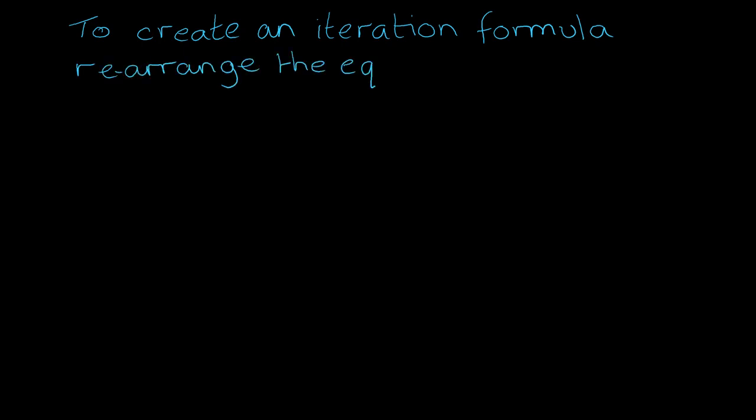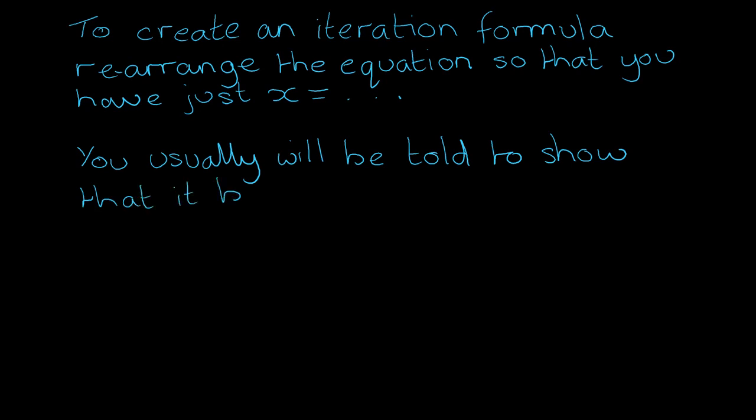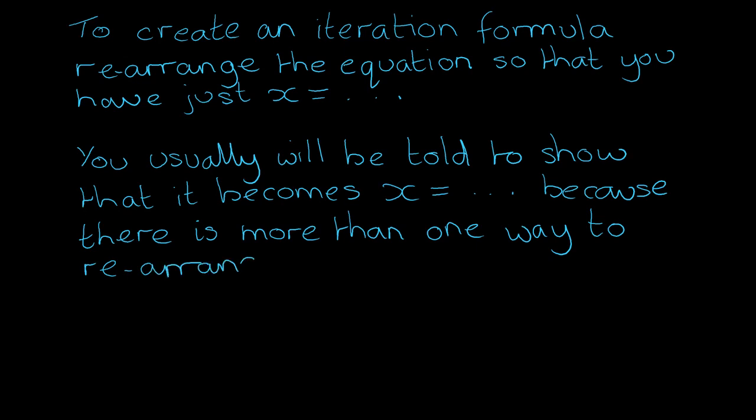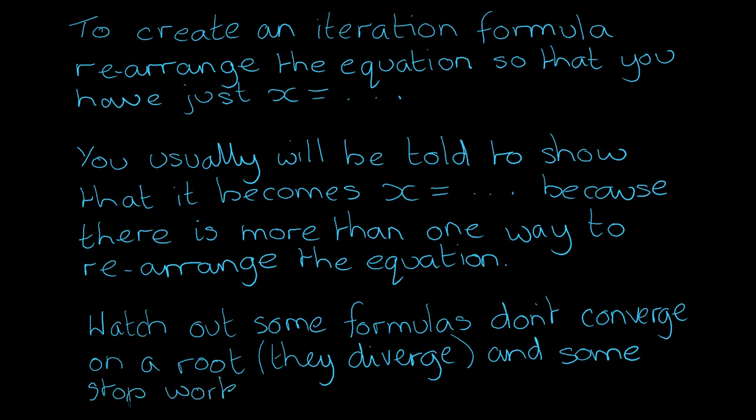To create an iteration formula, rearrange the equation so that you have just x equals whatever on one side. You usually will be told to show that it becomes x equals something specific, because there is more than one way to rearrange an equation. Watch out, some formulas don't converge on a root, they diverge, and some stop working. For example, they might involve a square root with a negative, then it wouldn't work anymore.